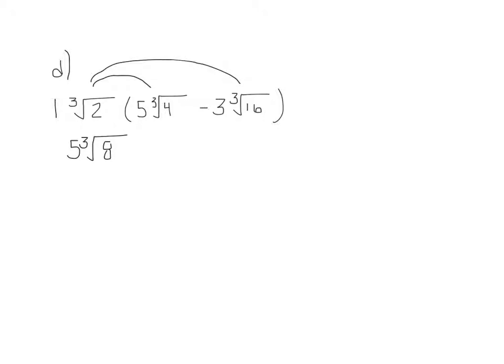Now the second term, 1 cube root 2 times negative 3 cube root 16. I'm going to take the coefficients and multiply them together. 1 times 3 is 3. And then I'm going to take my cube roots and multiply them together. Cube root 2 times cube root 16 is cube root 32.